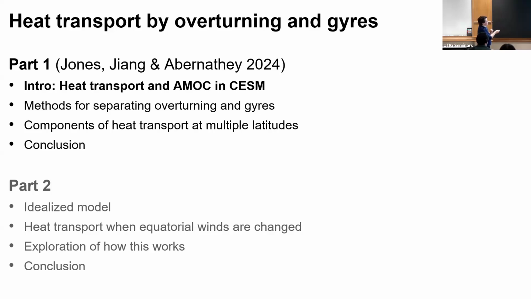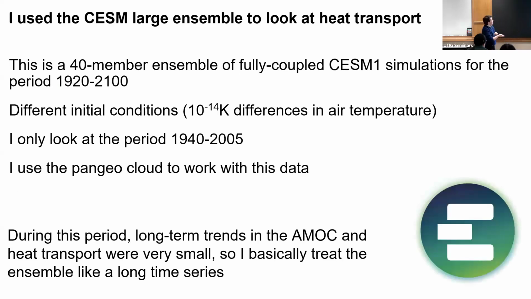But first, I'm going to talk about heat transport and AMOC in CSM, these methods for separating overturning and the gyres, and looking at what kinds of results you get if you try to separate the heat transport by the AMOC and the heat transport by the gyres at some different latitudes. And then I'll conclude.